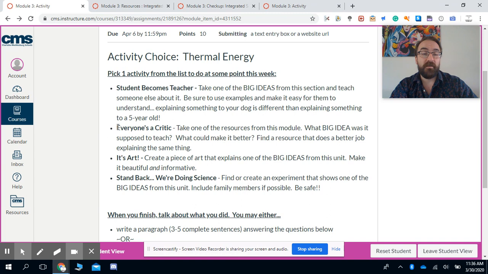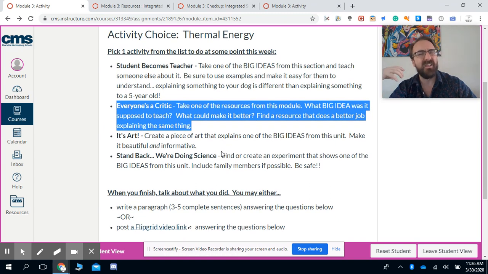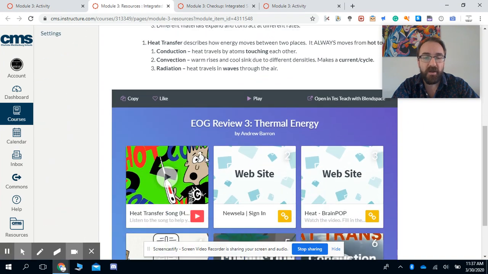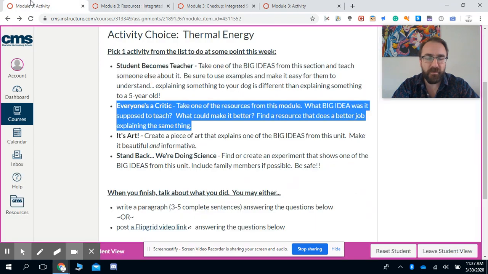The next one is more for people who like to browse online and don't really want to do as much talking with other people, or maybe don't have the opportunity to. This one says, take one of the resources from this module. Well, the resources are all right here. So I'm going to find one of these resources. And what am I going to do with it? What big idea was it supposed to teach?